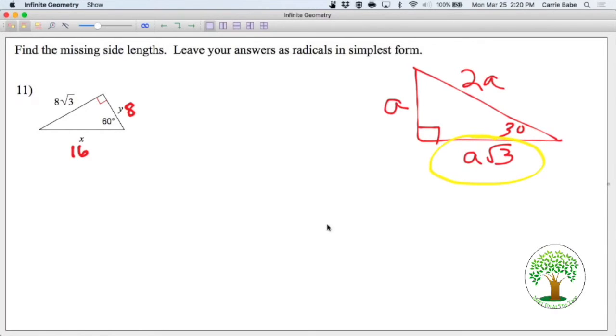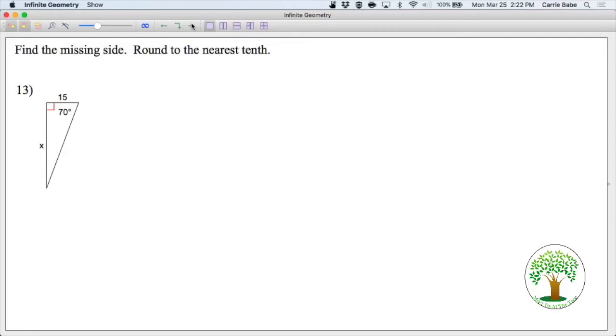Oh, wait. Number 13. Find the missing side. We have an angle. We're looking for a side, and we have another side. We're going to use either sine, cosine, or tangent. Tangent. I heard tangent. This is the opposite. This is the adjacent. Opposite and adjacent, yes, are tangent.